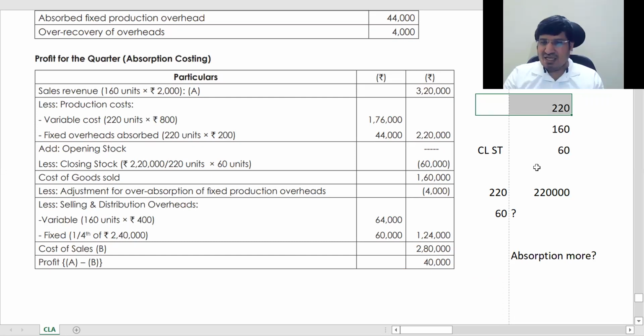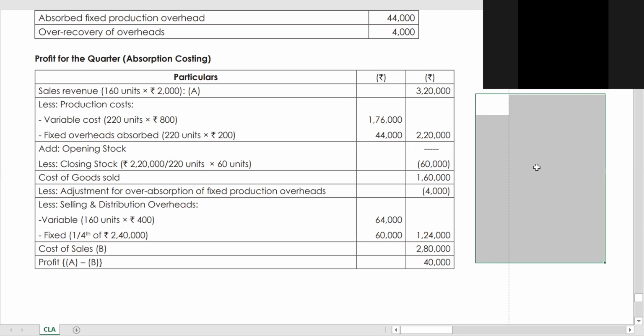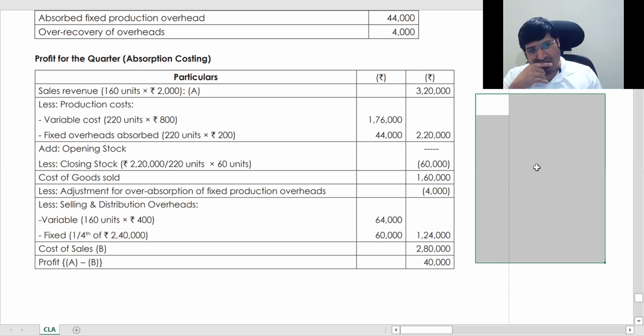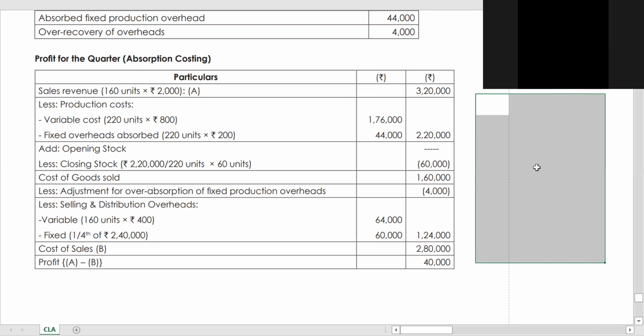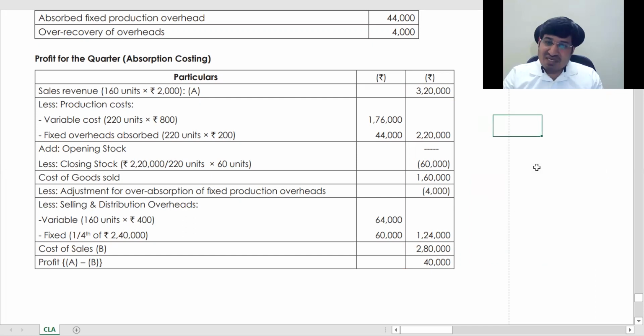Yes, in the production part, the fixed cost is taken, whereas in marginal costing it is ignored. But it will also be treated as total product cost, right? You will deduct the fixed cost at the end. That difference comes because of opening stock and closing stock.